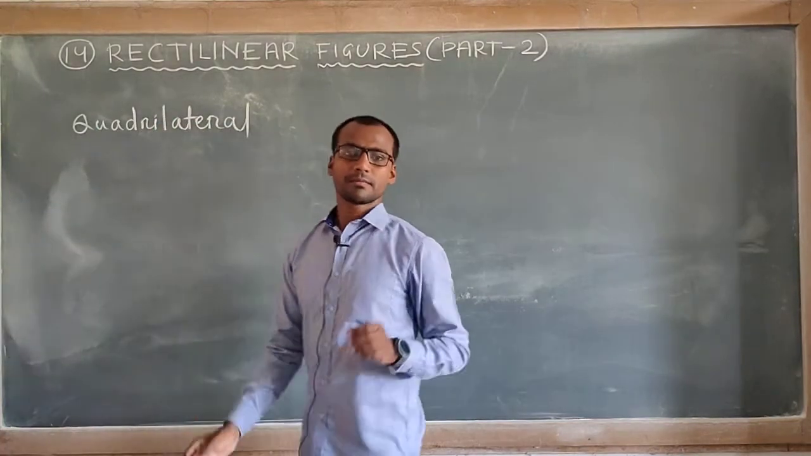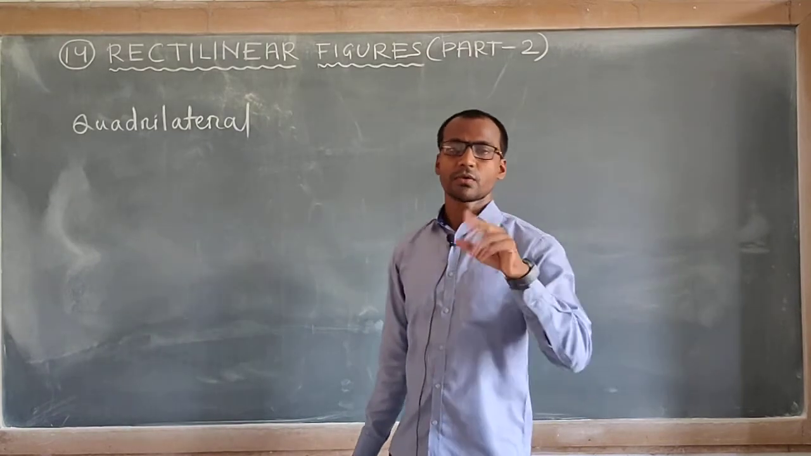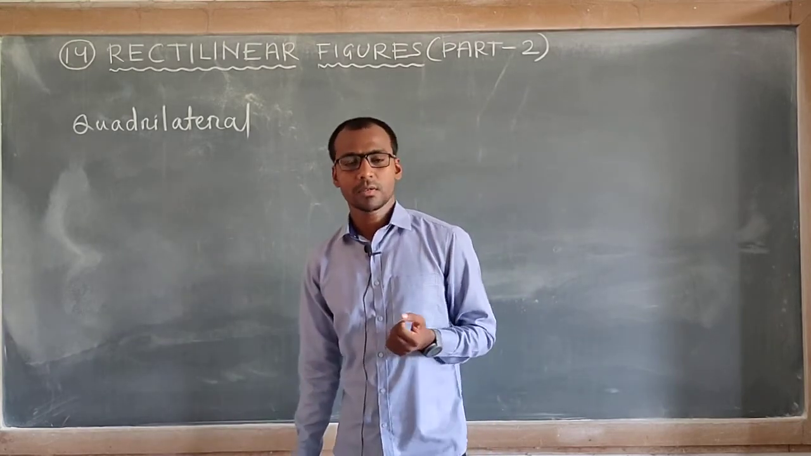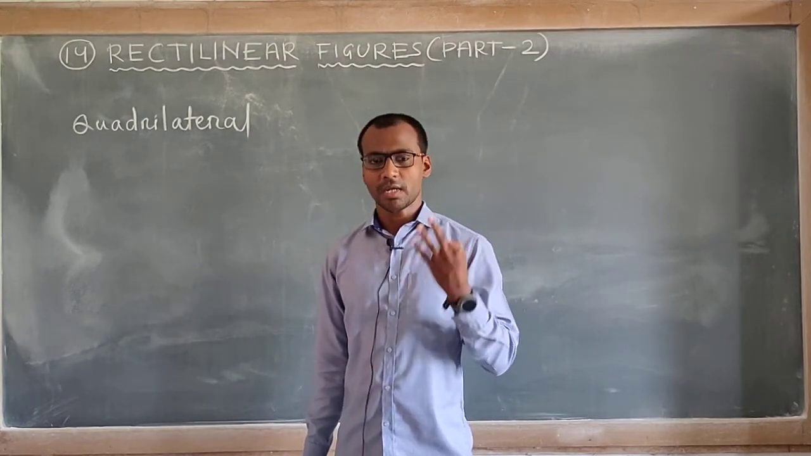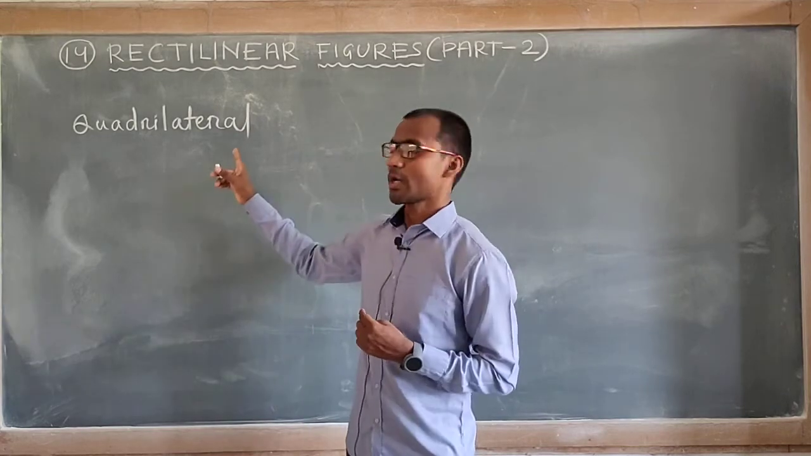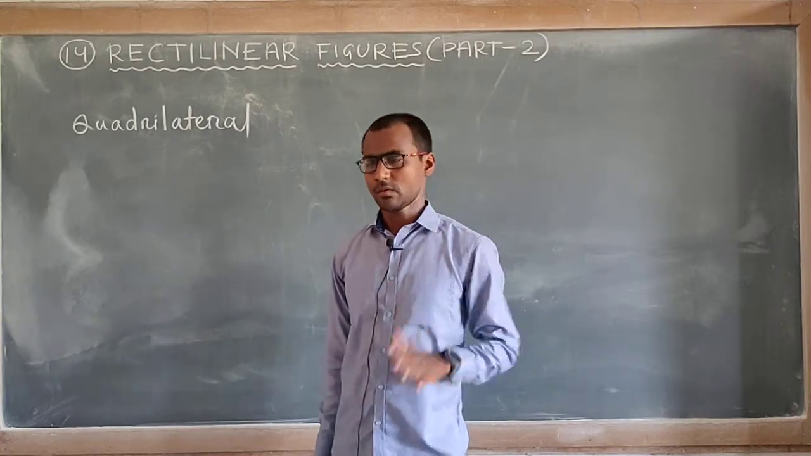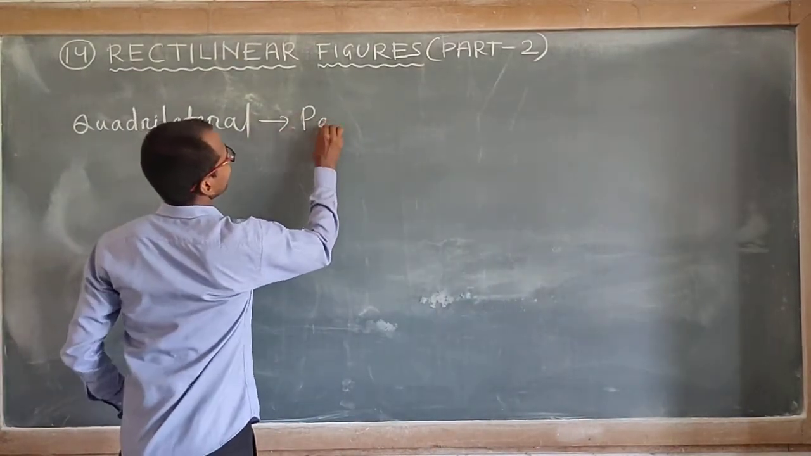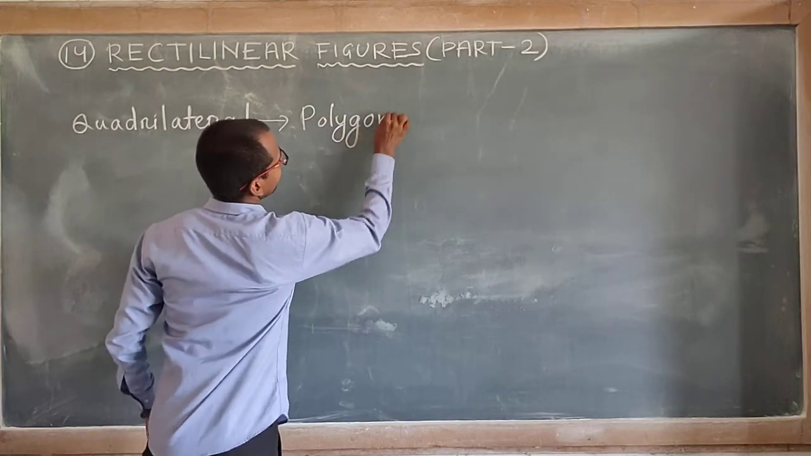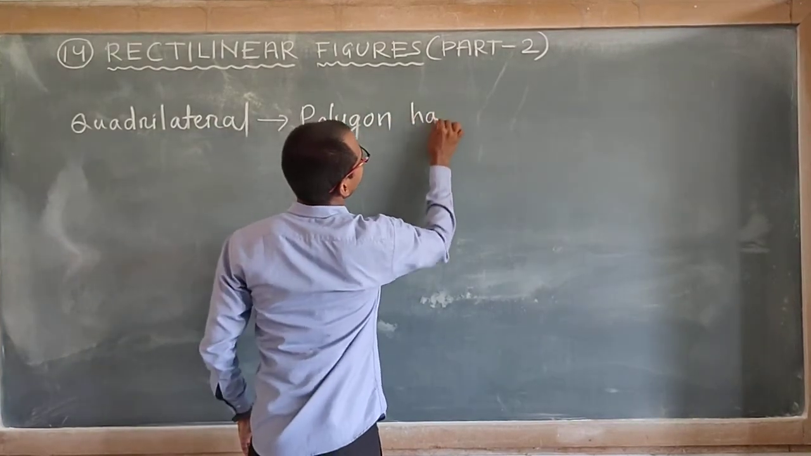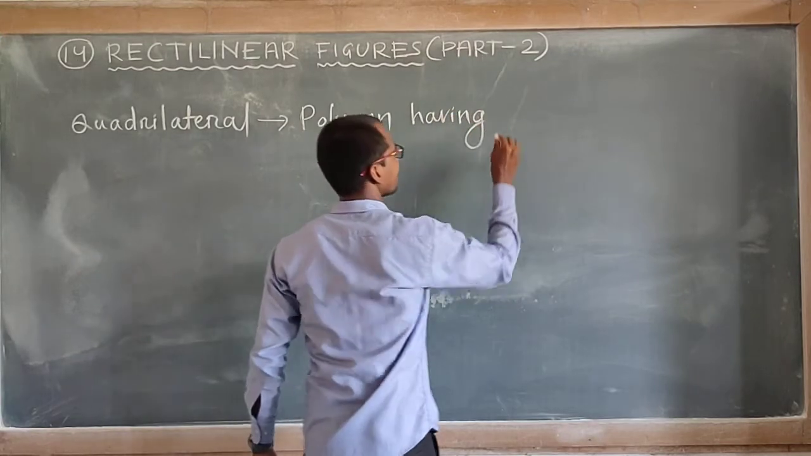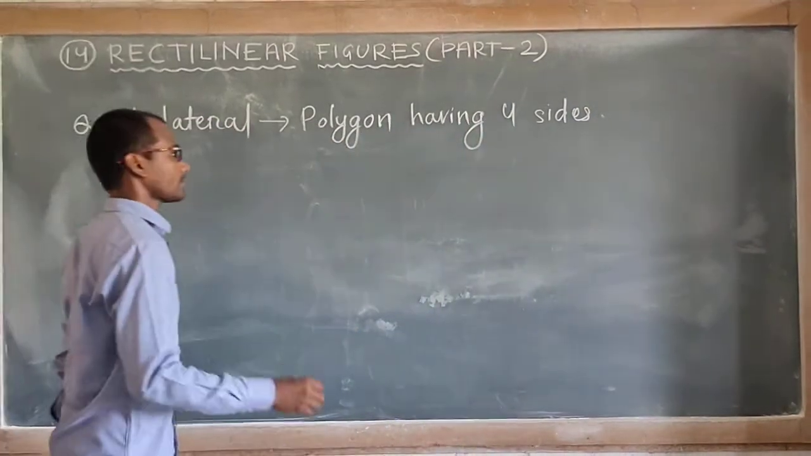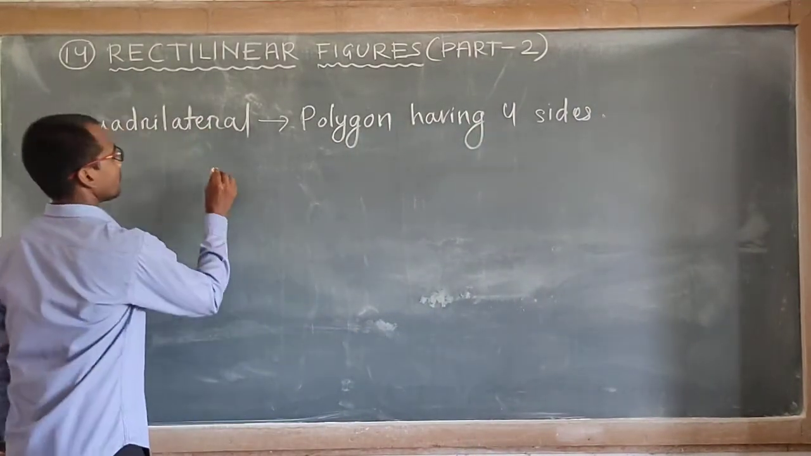So what is a quadrilateral? It is a special type of polygon which has 4 sides. In the first part we have already discussed polygons. A polygon having 3 sides is called a triangle. A polygon having 4 sides is called a quadrilateral. 5 sides, then pentagon. So a quadrilateral is a polygon having 4 sides.